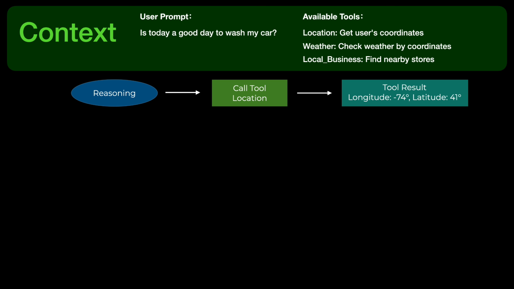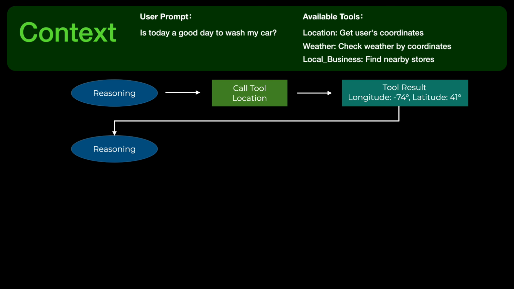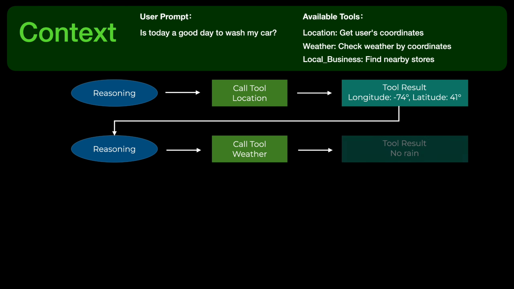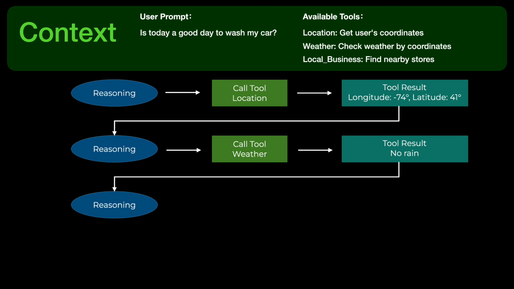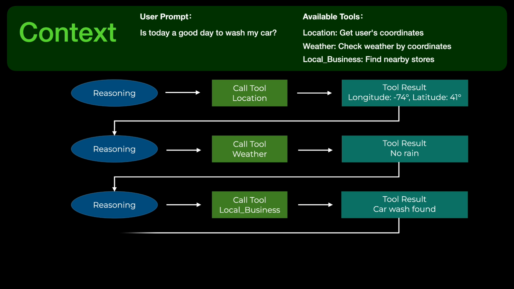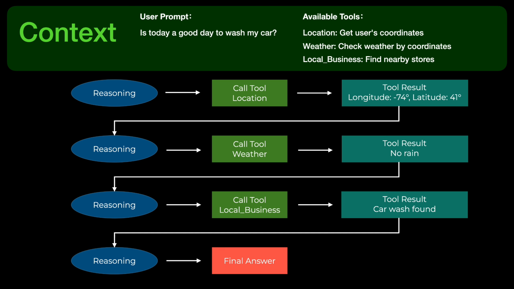The result comes back. Now the model's like, great, I've got the location. Next, I need the weather for this spot. Oh, there's a weather tool. So the model sends another instruction calling the weather tool with these coordinates. The program checks, no rain today. The model's like, awesome, no rain. Now let's find a car wash. There's a tool for local businesses. Let's call that. The program returns the result. There's a car wash just 800 meters away. Now it can finally answer the user. Today it will not rain, so it is a good day to wash your car. There's a car wash about 800 meters away, and that round is complete.